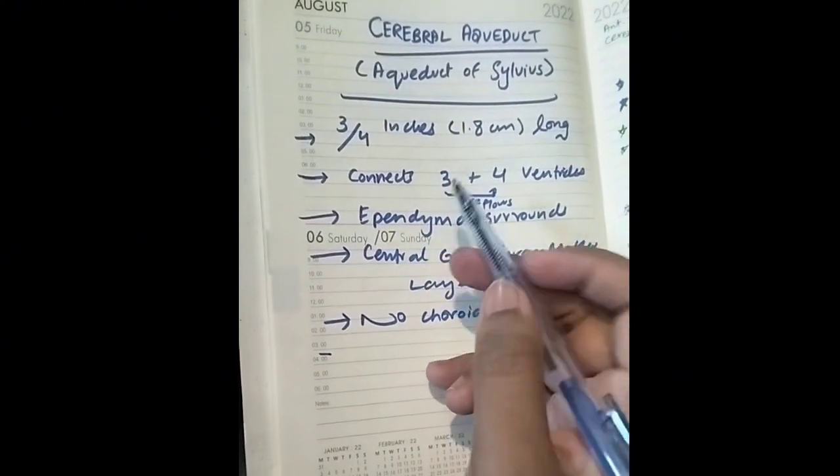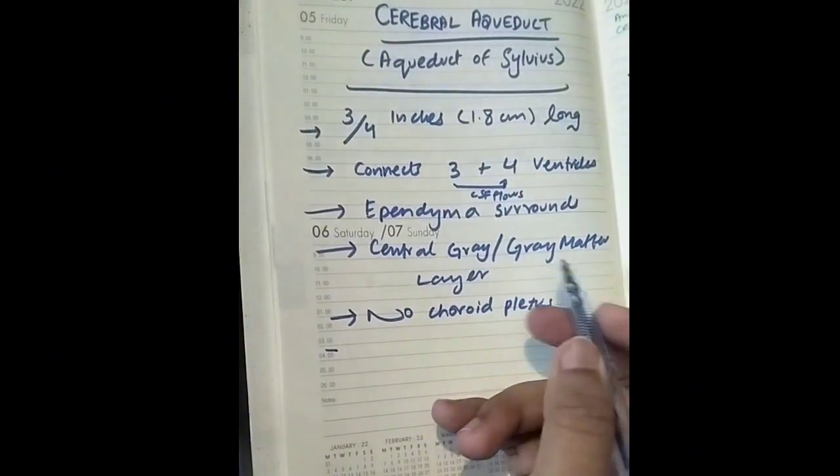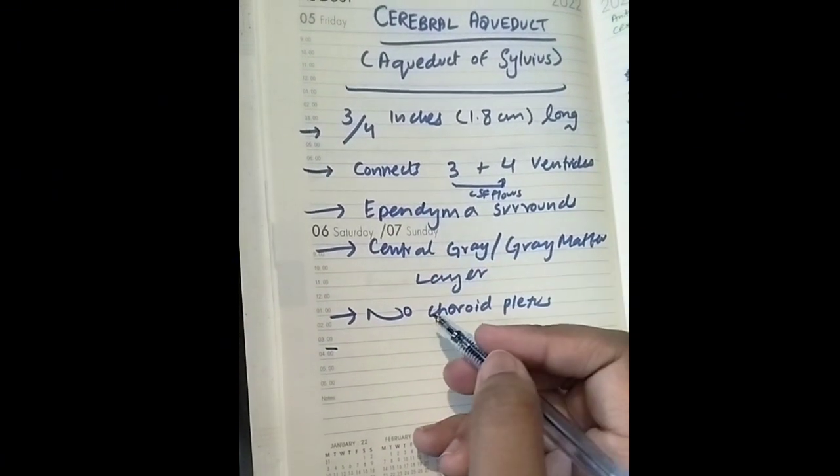towards the fourth ventricle, and it is surrounded with the ependyma, and it is made up of gray matter entirely, or central gray. It does not have a choroidal plexus.